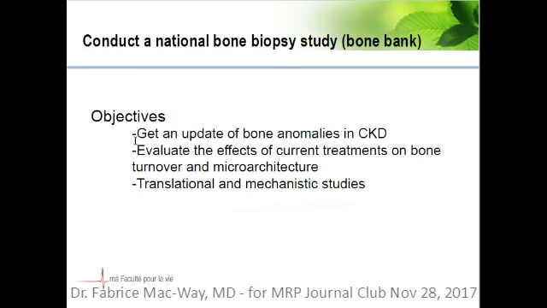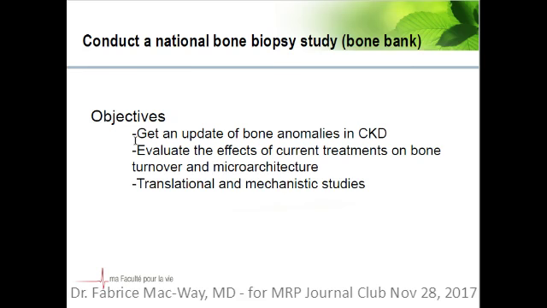The last bone biopsy studies have been done more than 50 years ago. So we don't have bone biopsy studies per se. So I think we need to know the prevalence of the different types of bone disease, what the effects of the current treatment of bone disease are on bone turnover and bone microarchitecture, and then to allow translational mechanism studies. That's what we're doing now.